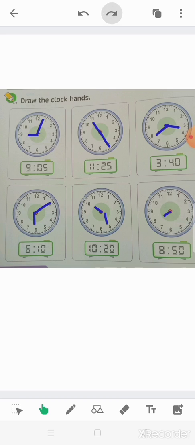I'm sorry. Okay, 5 by 4 equals 20. I will clean this. Here we have the short hand points to 8. Then the long hand points to what? 10 by 5 equals 50. So it points to 50.